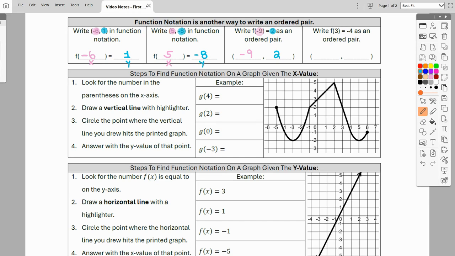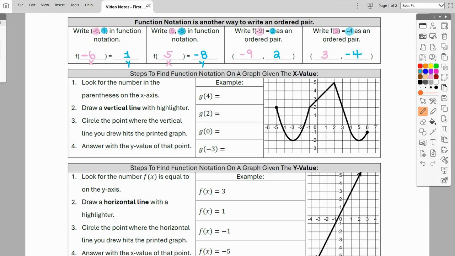Let's talk about one more example. We want to write f of 3 equals -4 as an ordered pair. I take what's in the parentheses, that's my input x value. That's going to go in the x value of my point. And the output y value is going to be the y value when I write it as a point.